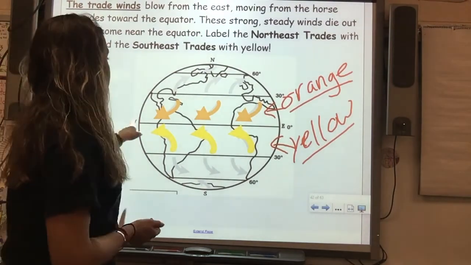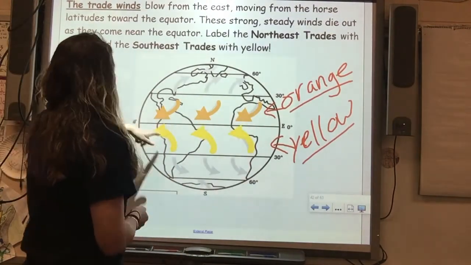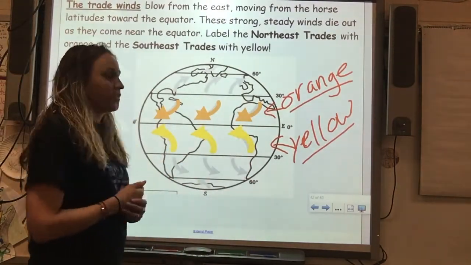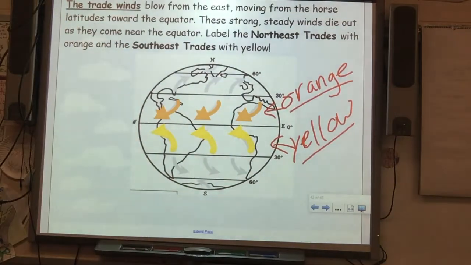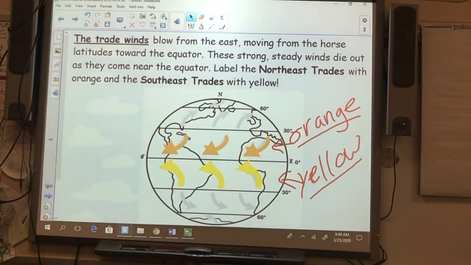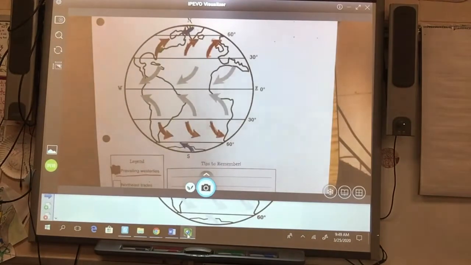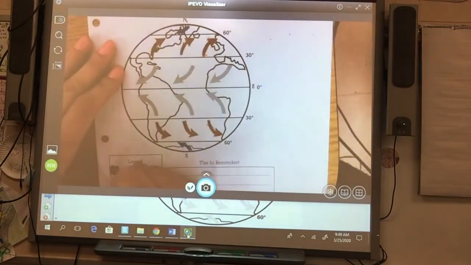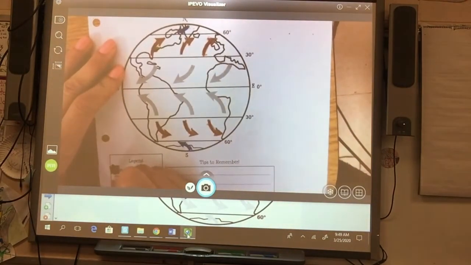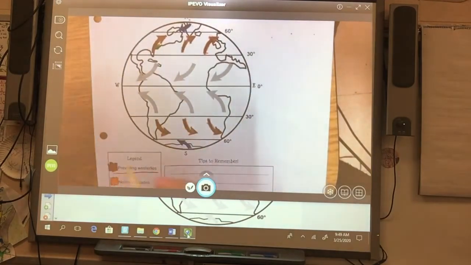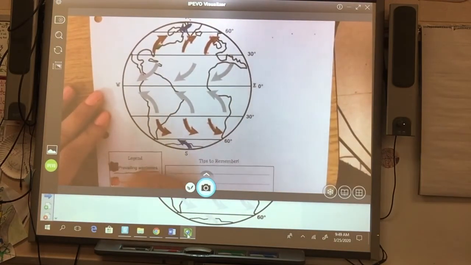Label your northeast trade winds with orange and the southeast trade winds with yellow. Northeast with orange and southeast with yellow.